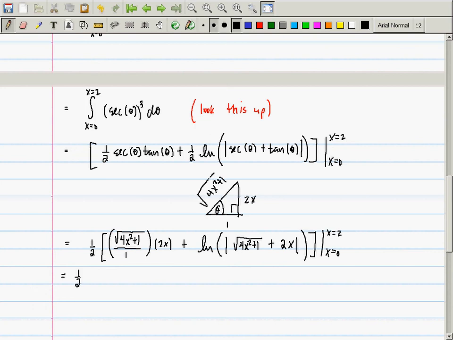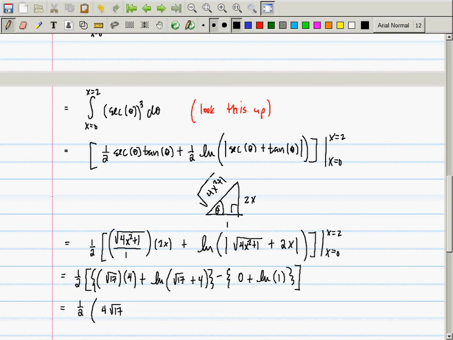Now this 1/2, and now I can start plugging in. 4 times 4 is 16 plus 1 is 17, so this is the square root of 17 multiplied by 4 plus the log of the square root of 17 plus 4, and I drop the absolute value because that thing is positive. Then minus the evaluation at 0, which is 0 plus the log of 1 plus 0, so the log of 1, which is 0. Altogether it will be 1/2 multiplied by 4 square root 17 plus the log of the square root of 17 plus 4. What a wonderful homework question.